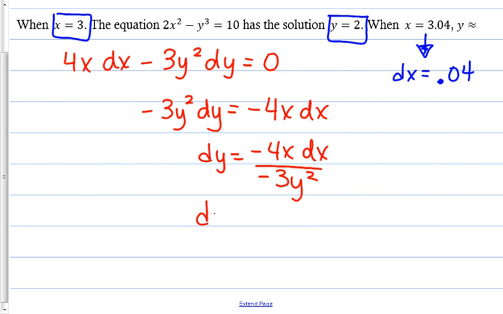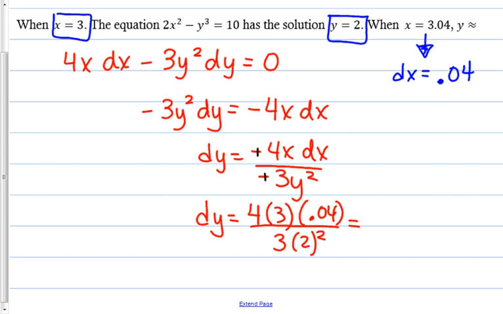Alright, so dy equals. I hope it's obvious that the negatives do cancel out. They both become positive, so I don't have to worry about that. 4 times x, x was 3, and dx was 0.04. 3 times y squared, where is y? Y is 2 squared. So that's what I'm finding, or that's what I want to compute. So 4 times 3 is 12. 12 times 0.04 is 0.48. And then 2 squared is 4.